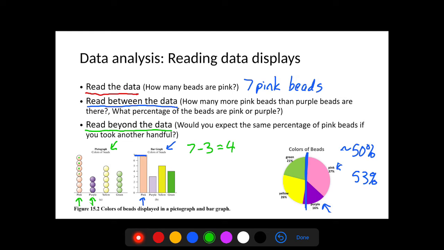If I knew that all of the, I don't know, big marble-like beads were at the bottom and I had just picked up the small beads, then it would depend where I took my handful from, and I might say no, I would expect a different percentage.